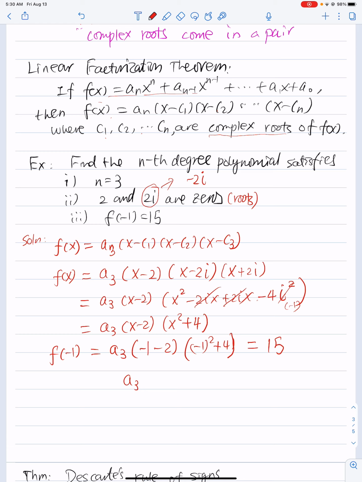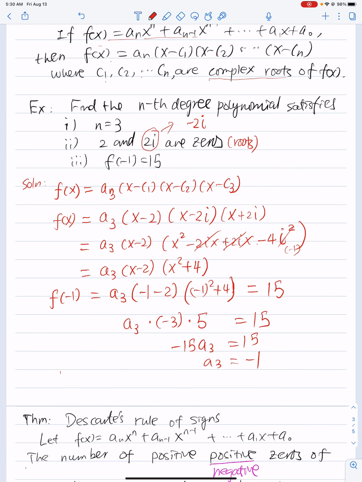So we have a_3. What do we have here? Negative 1 minus 2 is what? Negative 3. Okay, not the negative 1 again, so it's minus... negative 3. Negative 1 squared is what? 1. 1 plus 4 is what? 5. So it's 15. Negative 3 times 5, so it's negative 15. a_3 equals what? 15 divided by negative 15, divide and not add, so it's negative 1.